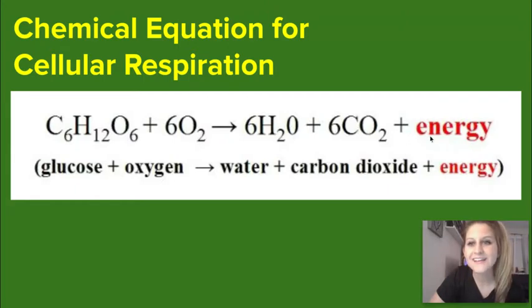And lastly, energy. So everything to the left of our arrow, everything to the left of that yield sign would be the reactants, and everything on the right-hand side of our arrow, that yield sign, would be considered products. So the reactants for cellular respiration are glucose and oxygen, and the products of cellular respiration would be water, carbon dioxide, and energy, which you may see written as ATP sometimes.